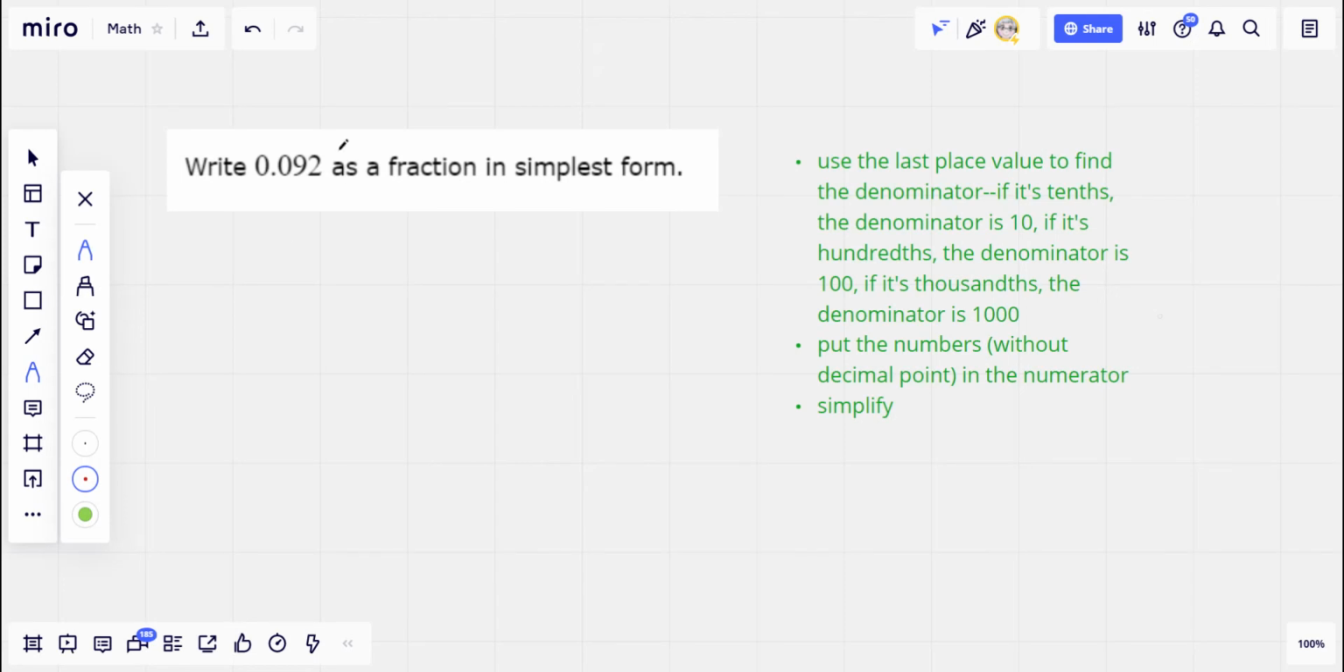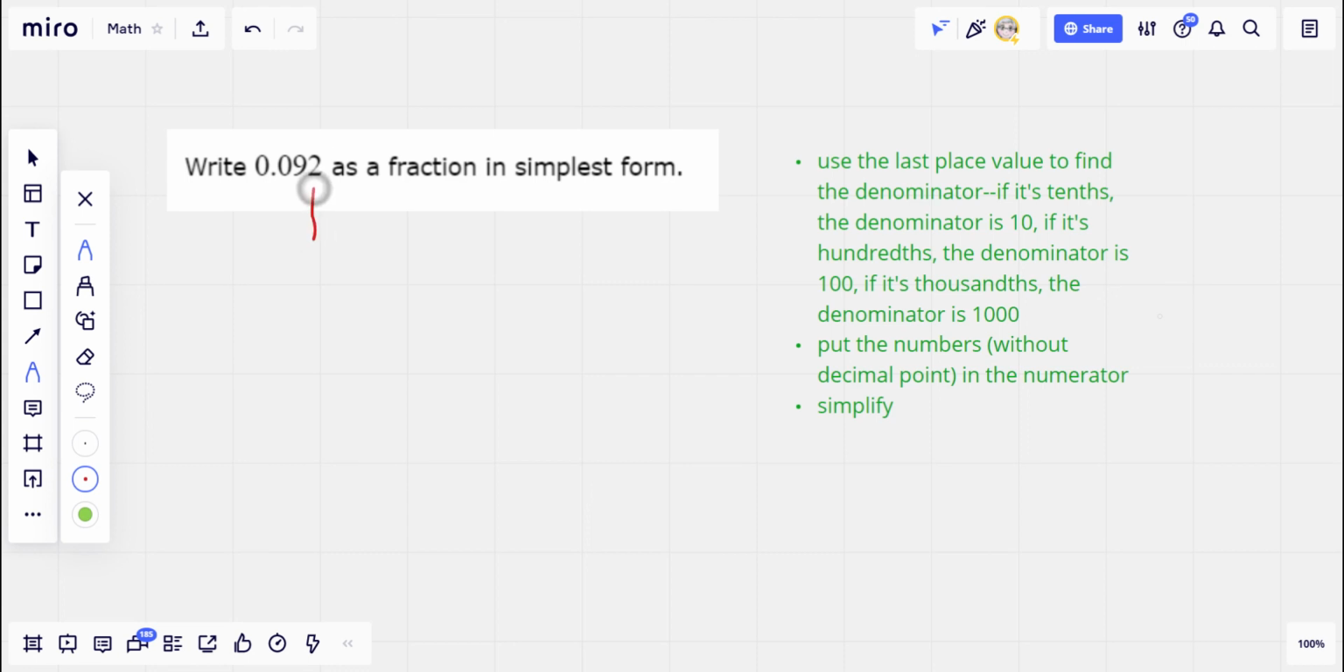In these problems, we are being given some decimals and we're being asked to write them as fractions in simplest form. So we've got to figure out what's the fraction for this decimal and then simplify it if we need to. So we've got 0.092. To start writing this as a fraction, we're going to find the furthest out place values.